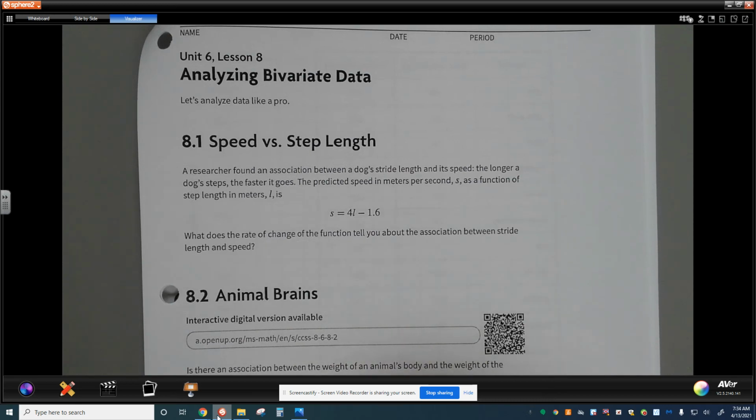With Unit 6, Lesson 8, Analyzing Bivariate Data. We're going to look at how the data in scatter plots work together and how it associates with linear associations, and just in general, more information about how to read our data.